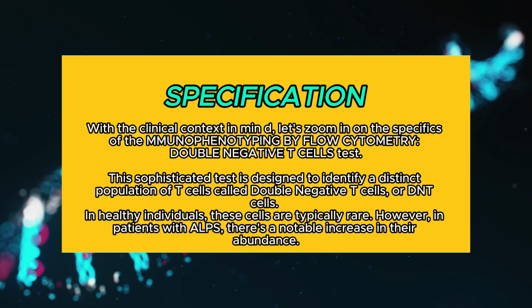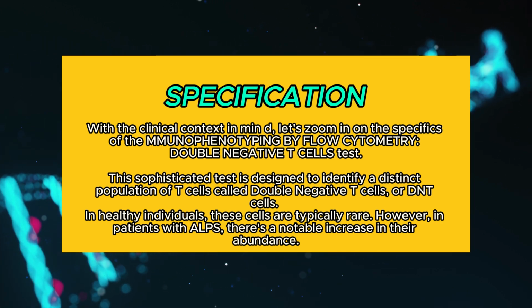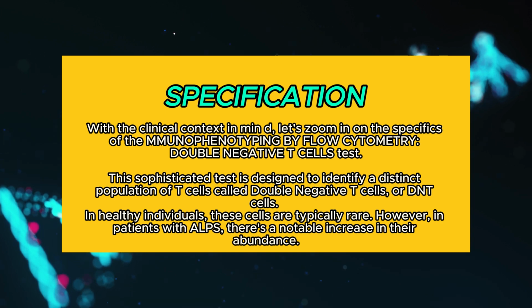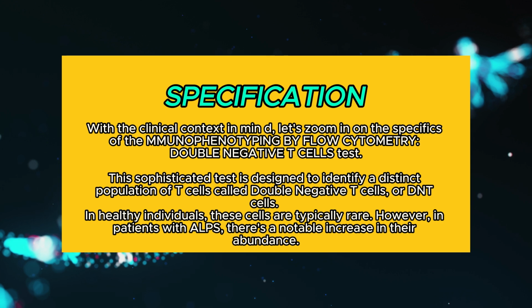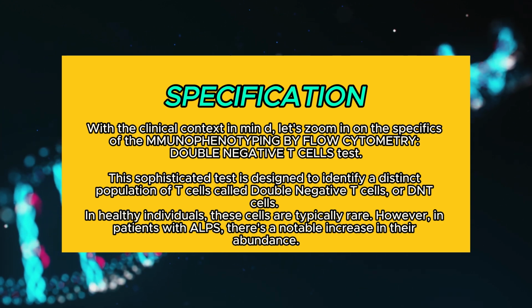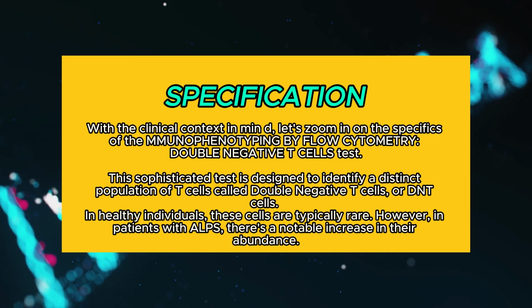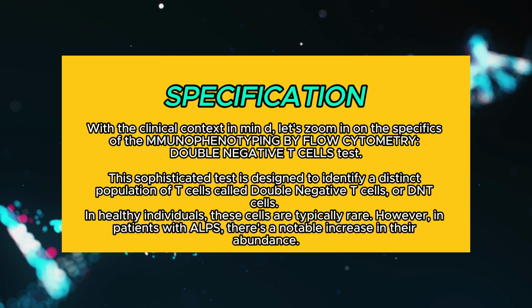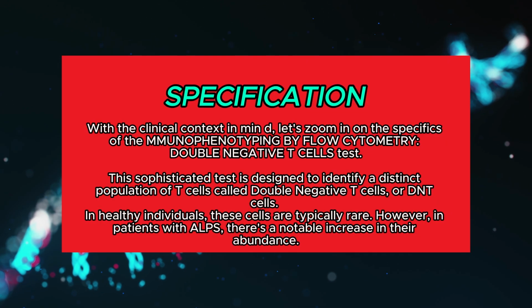Specification of test. With the clinical context in mind, let's zoom in on the specifics of the immunophenotyping by flow cytometry double negative T cells test. This sophisticated test is designed to identify a distinct population of T cells called double negative T cells, or DNT cells. In healthy individuals, these cells are typically rare. However, in patients with ALPS, there's a notable increase in their abundance.